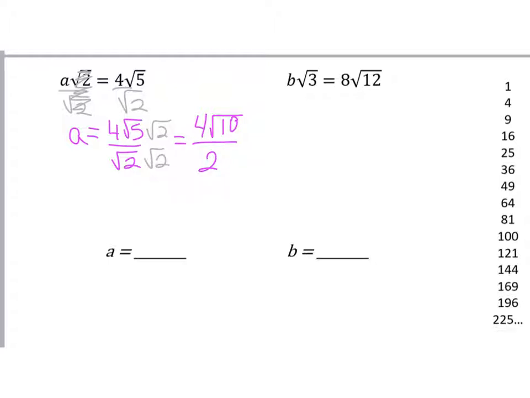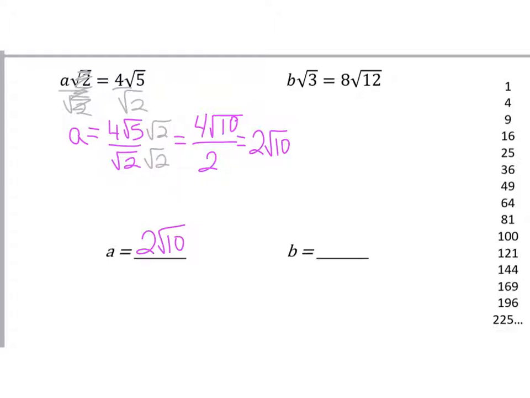All right, 2 things to check. The first one, my square root. The square root of 10, can that be simplified? No. 4 over 2, can that be reduced? Yes, 4 divided by 2 is 2. 2 square roots of 10. Okay?